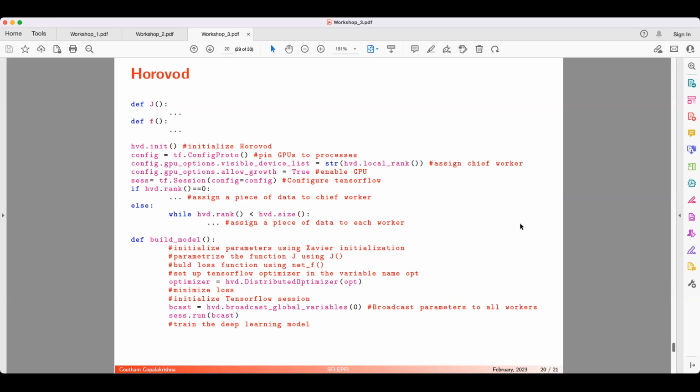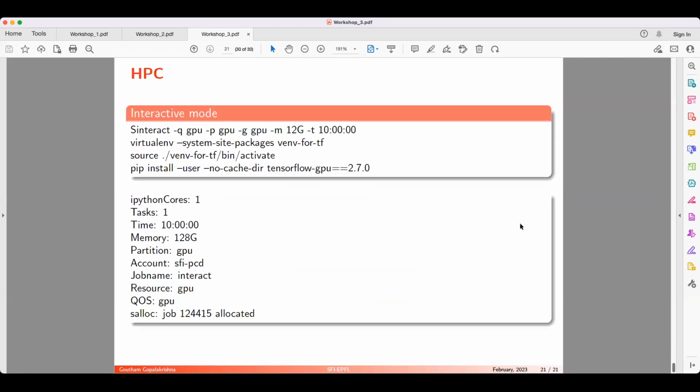Okay, so what do I have next? Oh yeah, one last slide on high performance computing. If you have access to some kind of cluster, which I'm assuming you might at Princeton, this is how it's going to look. There are many ways to run it. One is the interactive way, and the other is a Slurm batch submission. But let me just show you the interactive way, which is fairly straightforward.